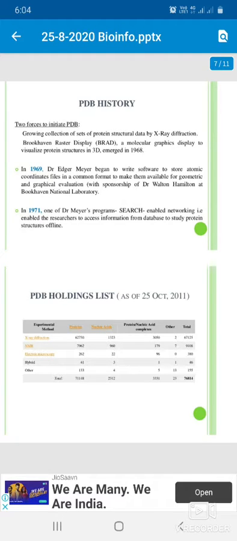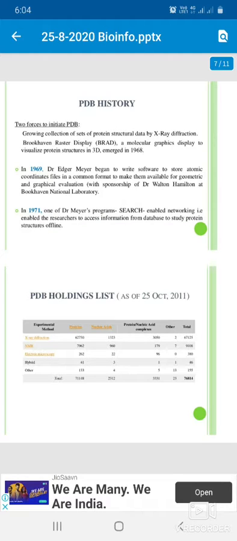In 1969, Dr. Edgar Meyer began to write software to store atomic coordinate files in a common format to make them viable for geometric and graphical evaluation, with the sponsorship of Dr. Walter Hamilton at Brookhaven National Laboratory.